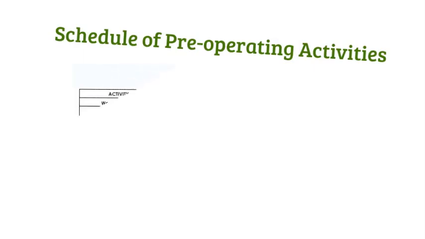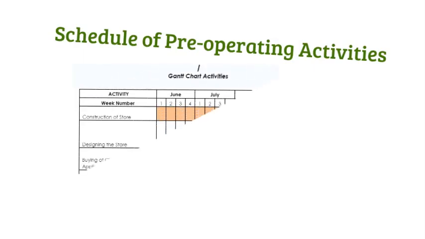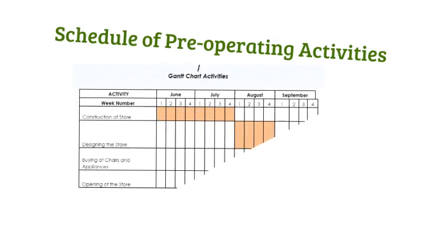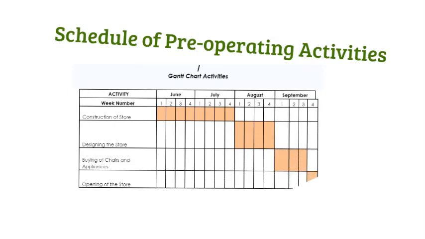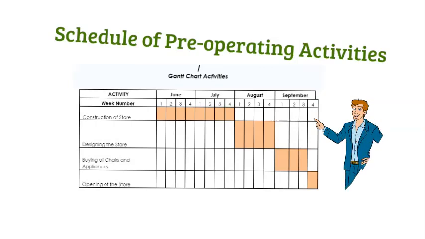Schedule of pre-operating activities. These tasks must be completed before a business can open its doors and start operations. These tasks involve everything from developing the concept for the company and registering it with the appropriate authorities to finding customers and setting up accounting systems using the Gantt chart.